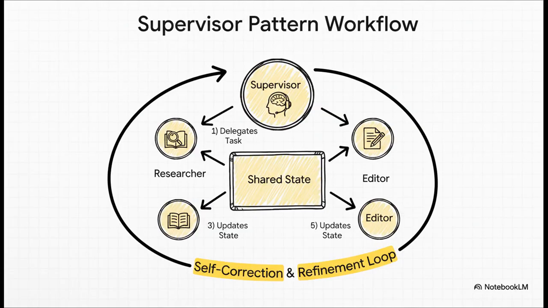So here's how that workflow plays out. The supervisor gets a goal, and it says, okay, this first part is for the researcher, so it routes the task there. The researcher does its thing, finishes its task, and writes the results on our shared whiteboard. Then the supervisor looks at the new state of the whiteboard and says, great, now this needs to go to the editor. And this creates this amazing refinement loop that just keeps going until the goal is perfectly met.